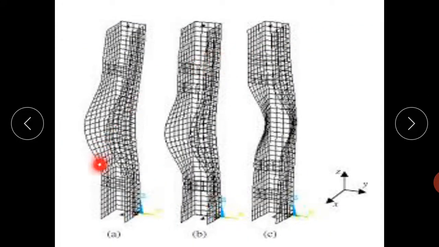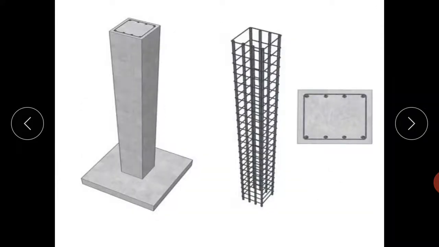So this is the failure of column. We know that column is a compression member, that is the force is acting along the axis, so it can be eccentric, that is it can provide a certain moment action in the column, and the failure will be due to the buckling. Buckling means this type of variation, this type of displacement.